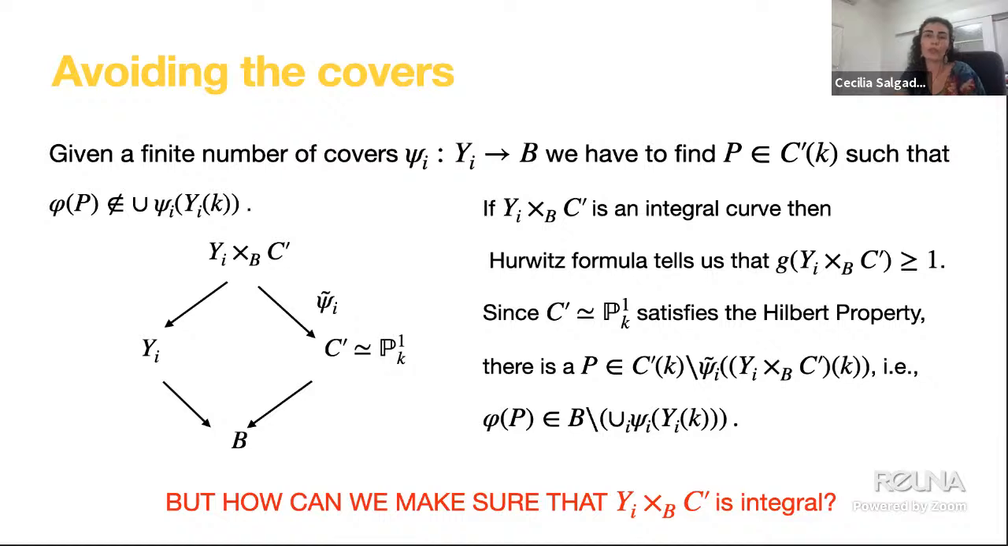And for that, what we need, we could just look at the function field diagram, which is parallel to that one. And what I need is that the function fields are linearly disjoint over the function field of B. This is more than what I need. Actually, it's sufficient, for sure, but not necessary, as you're going to see soon.